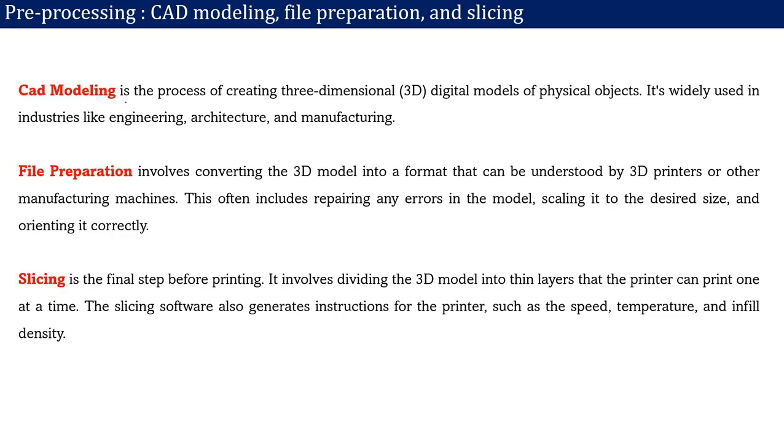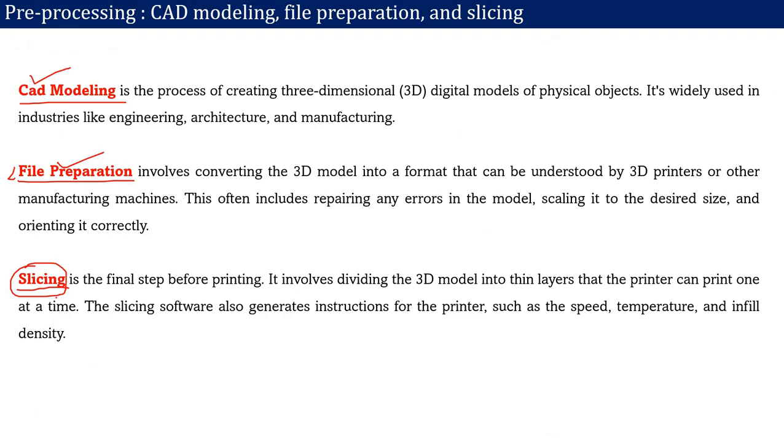Now this is again the flow of how we are preparing the files for our 3D modeling software. First is the CAD modeling. So prepare your 3D model using the 3D modeling software. Then file preparation: export that file in the form of an STL file, and then take it to your 3D printing software. So these are the three steps.